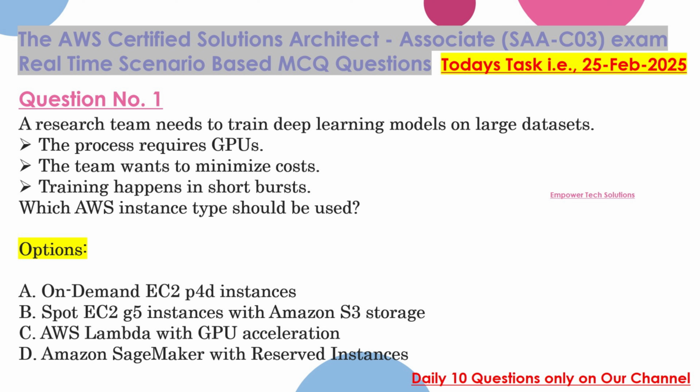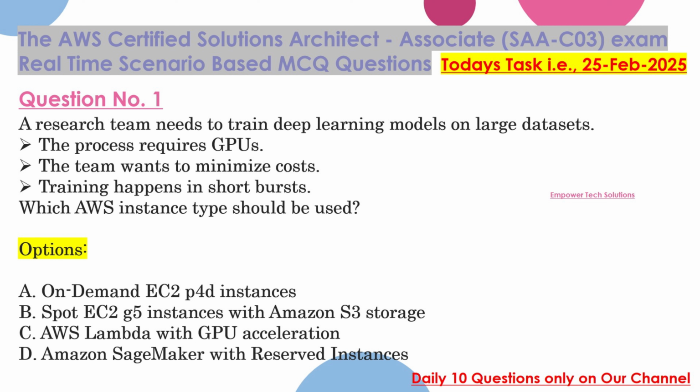Question 1. A research team needs to train deep learning models on large datasets. The process requires GPUs. The team wants to minimize costs. Training happens in short bursts. Which AWS instance type should be used?